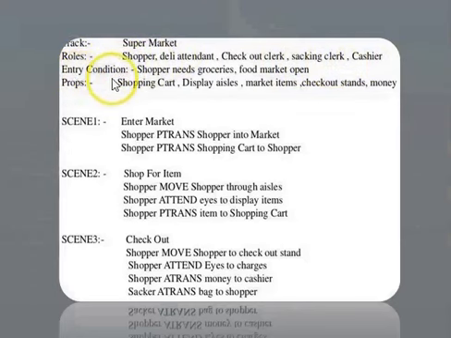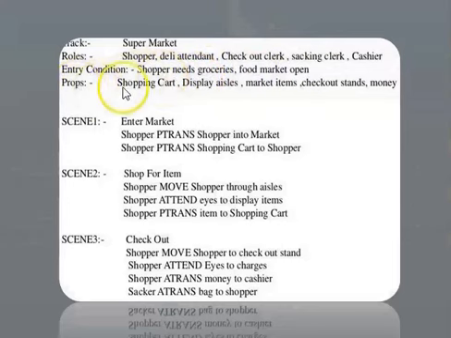Then we should have some entry conditions for the shopping to be practical. That is, the shopper needs groceries. He should have something to buy from the supermarket, then only he enters the supermarket. So requirement by the shopper is one condition. Then the supermarket should be open. Likewise, we can keep some entry conditions. He should have some money or some debit card or some material to pay the bill.